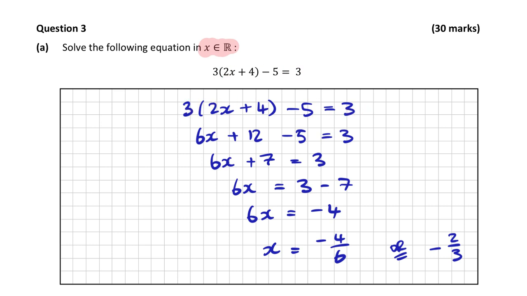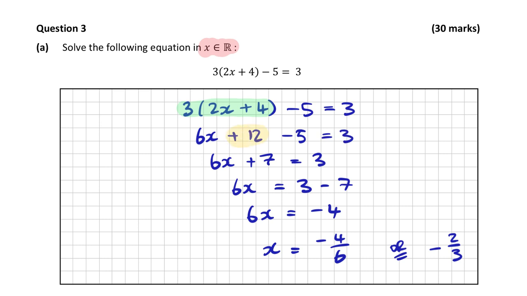The next thing we need to do is expand what we have here. So you can see we have 3 bracket 2x plus 4 minus 5 is equal to 3. And you can see there that multiplication only occurs with these brackets here. So we need to expand 3 times 2x. So 3 times 2x will give us 6x. And 3 times plus 4, 3 times 4 will give us 12. The minus 5 stays as it is, the equals stays as it is, and the 3 stays as it is. The next line then is just to tidy up what we have.